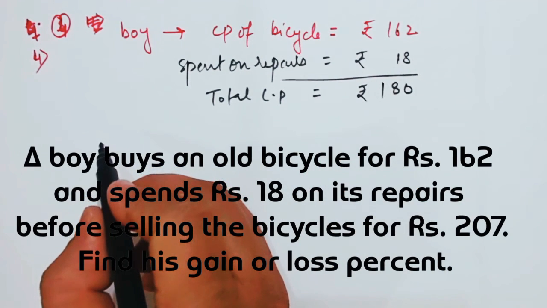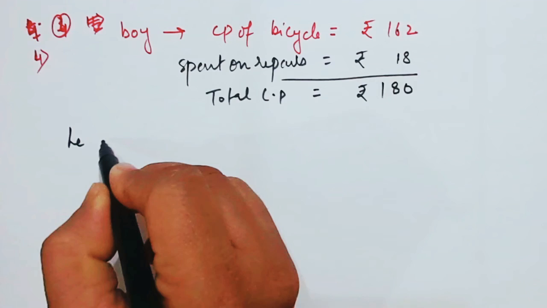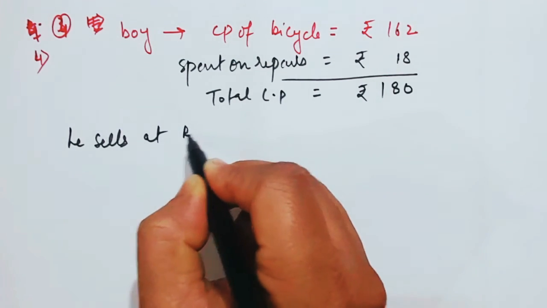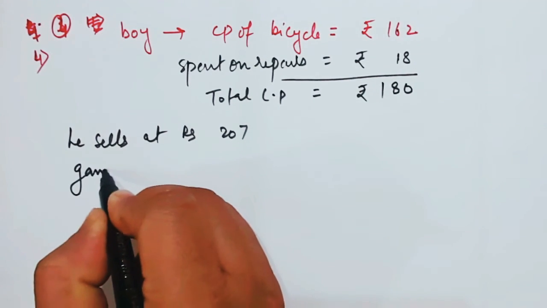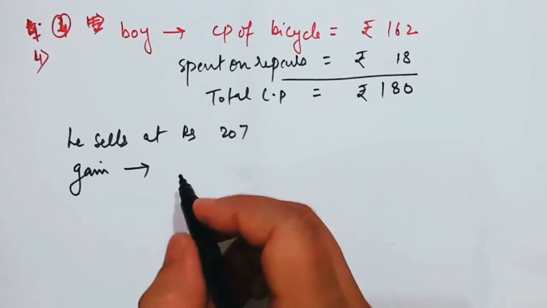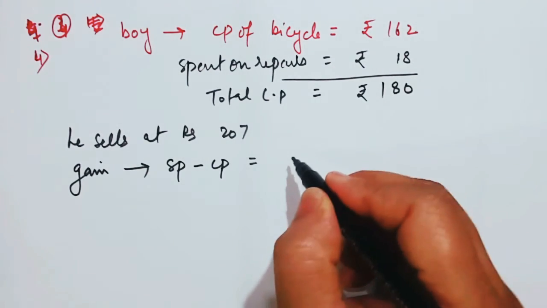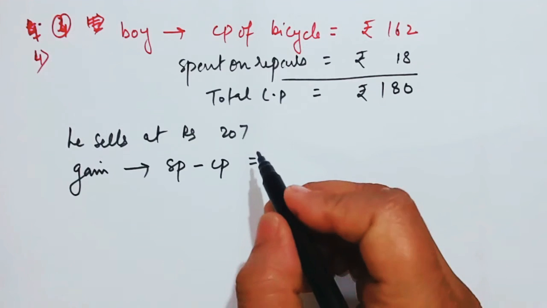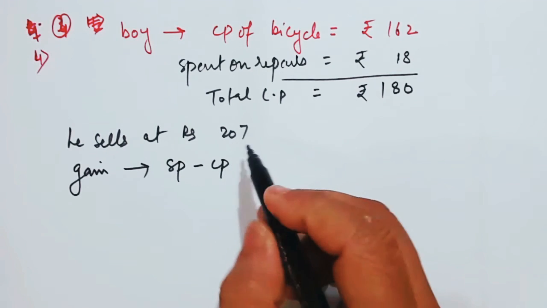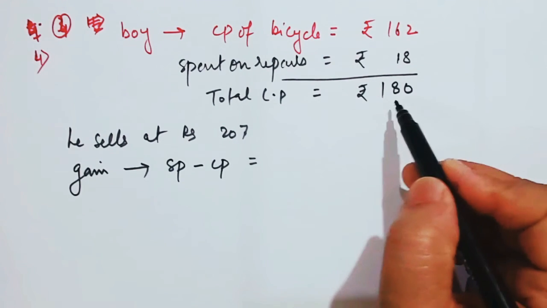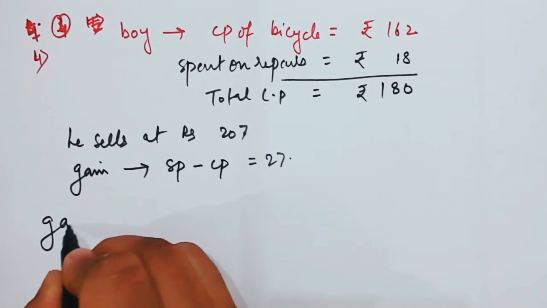And then he sells it at rupees 207. So he will earn a profit. His gain will be equal to SP minus CP, selling price minus cost price. When you subtract, 207 minus 180 is 27. This is my gain.